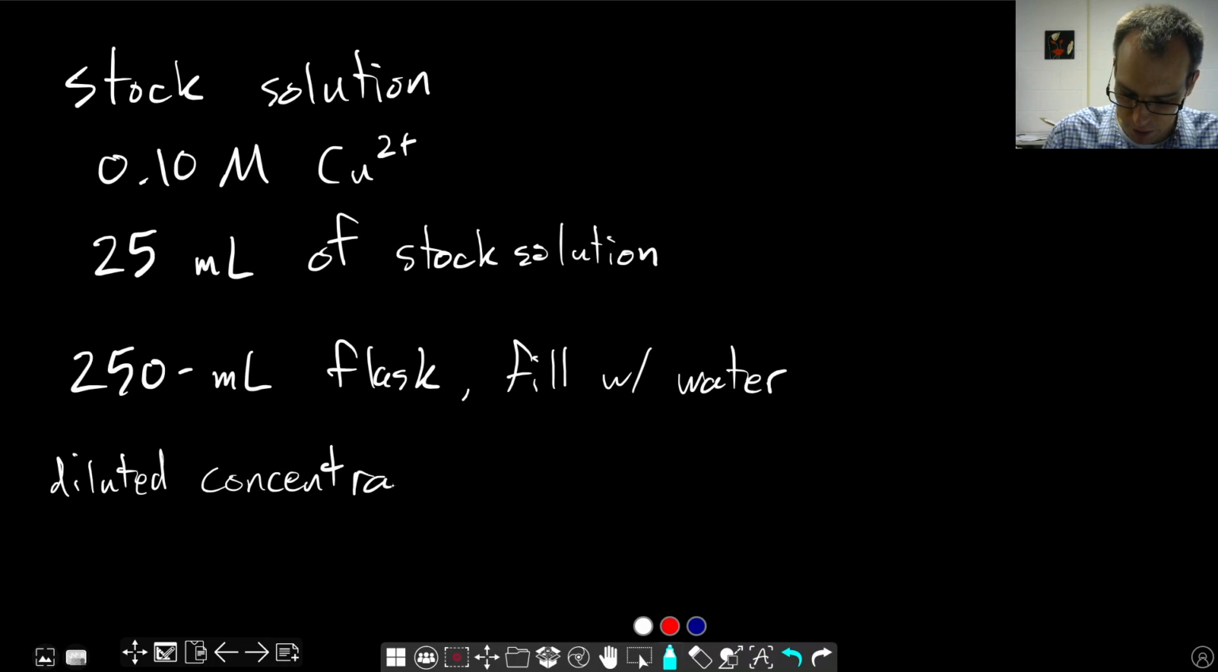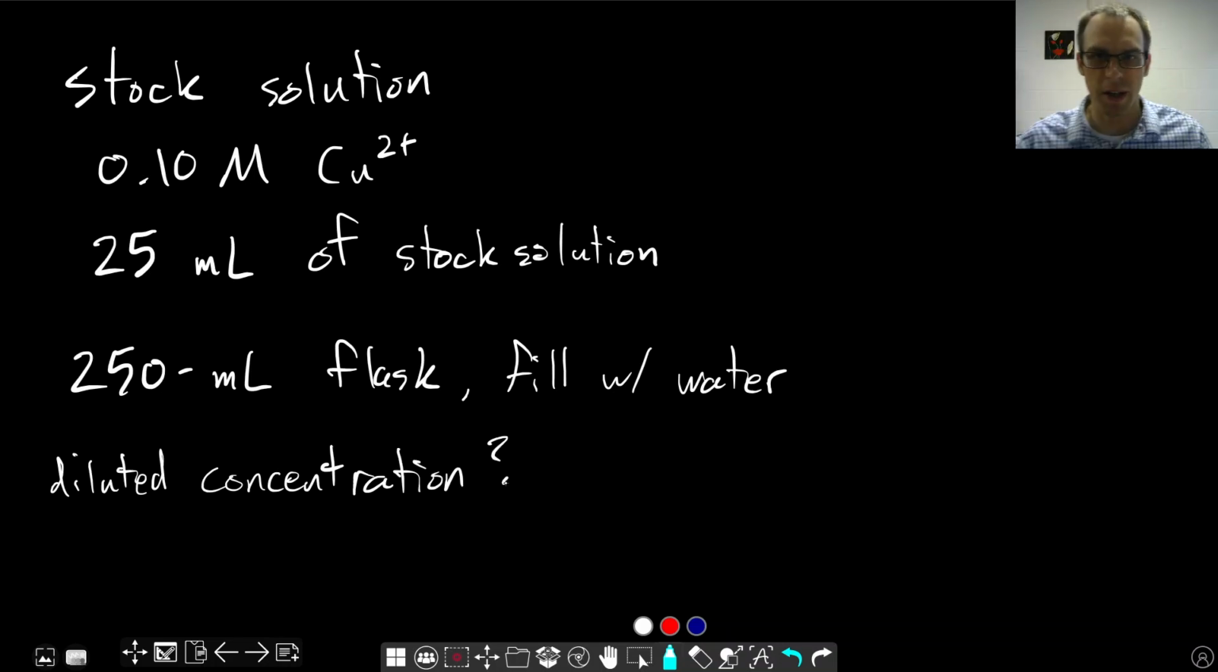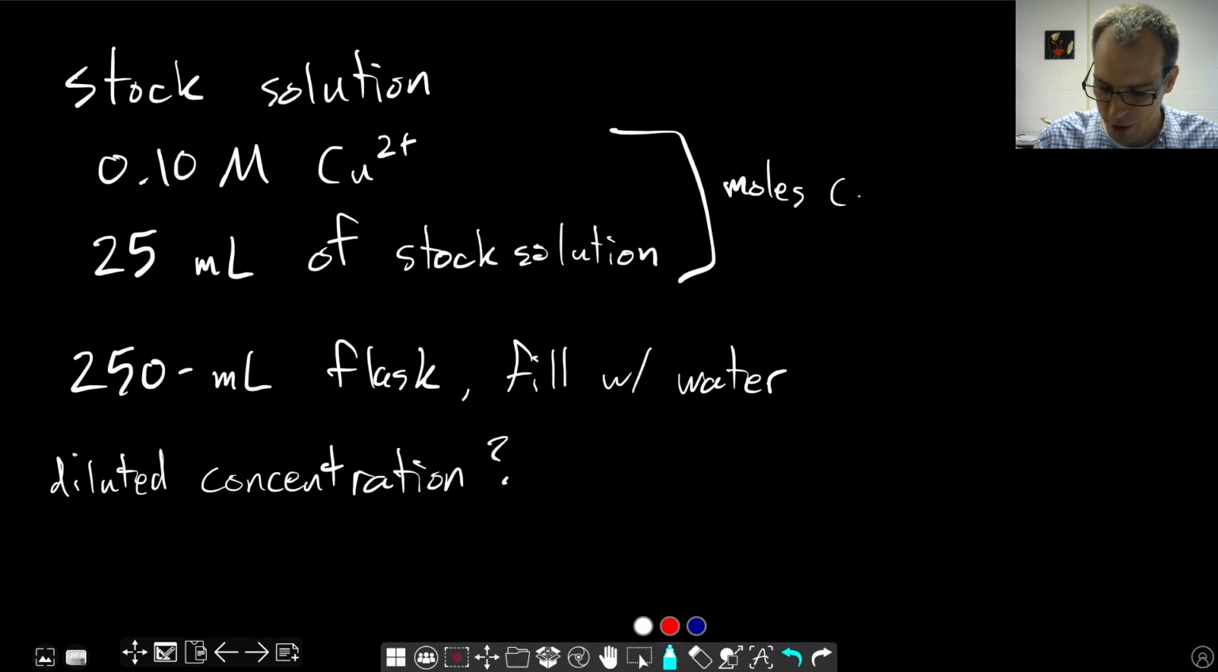So we know it's lower, but we want to be able to quantify that. So let's walk through how to do this, and this will be a specific example, but I think illustrates the general idea here. So the way to look at this is to think, as always, go back to moles. How many moles of copper is represented by this?